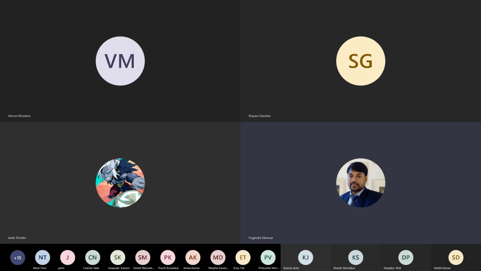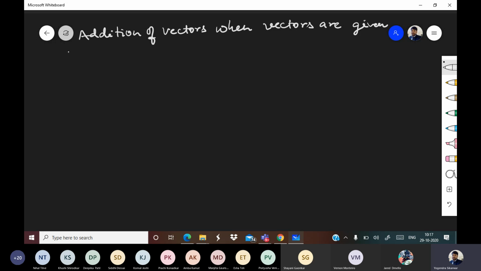So we have already talked about addition of vectors, and now we are going to talk about addition of vectors when vectors are given in orthogonal form.